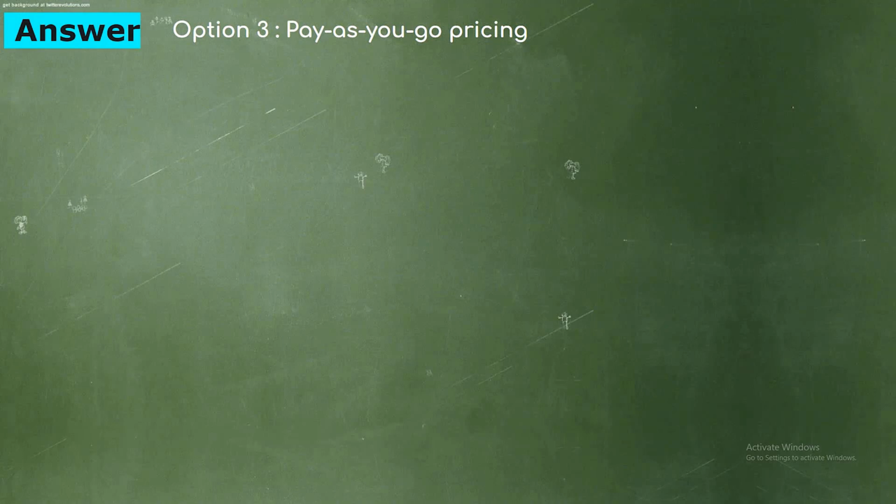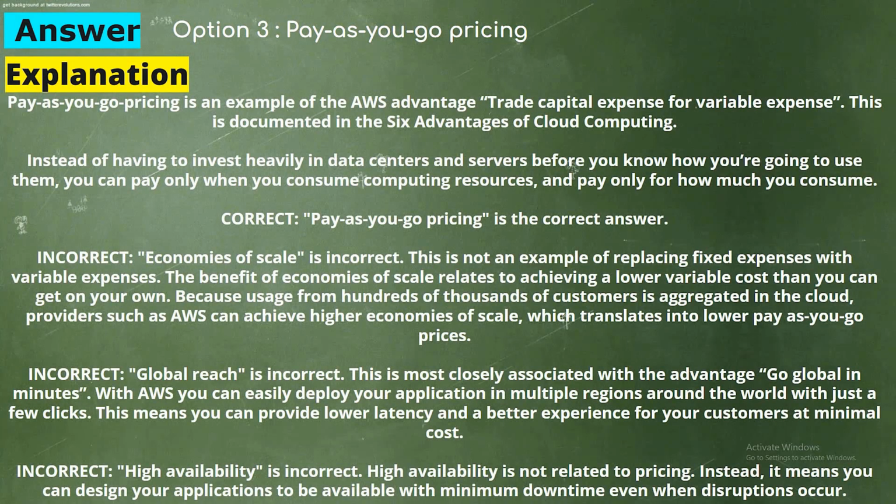Pay-as-you-go pricing. Explanation. Pay-as-you-go pricing is an example of the AWS advantage, trade capital expense for variable expense. This is documented in the 6 advantages of cloud computing. Instead of having to invest heavily in data centers and servers before you know how you're going to use them, you can pay only when you consume computing resources, and pay only for how much you consume. Correct. Pay-as-you-go pricing is the correct answer.